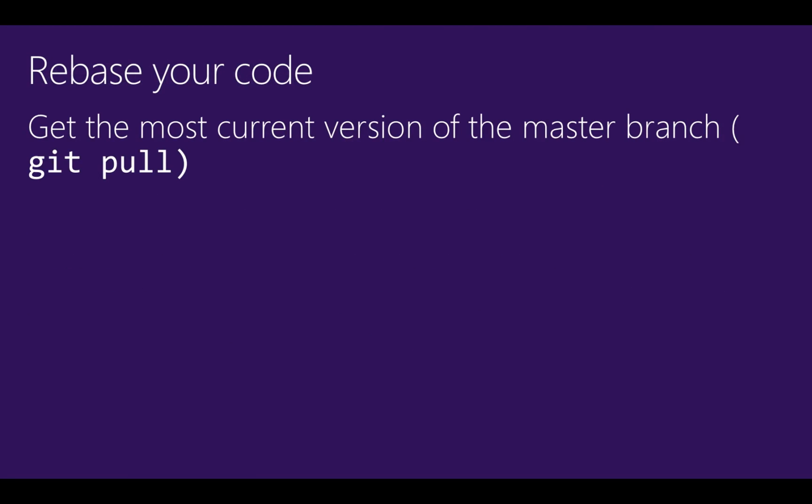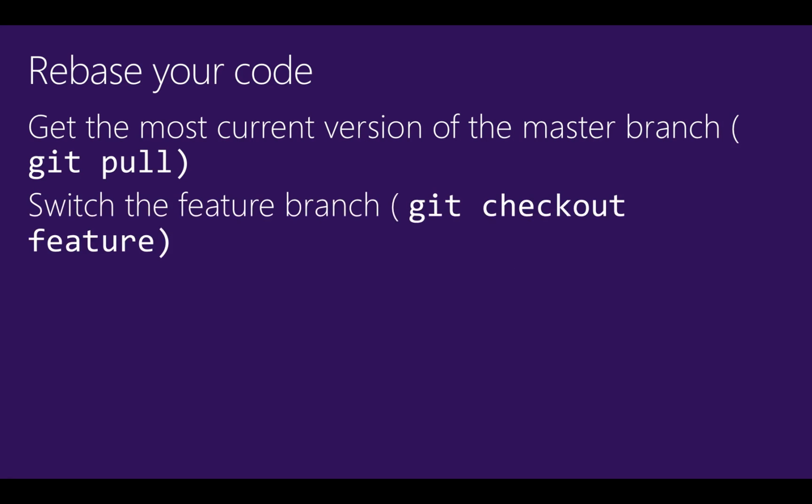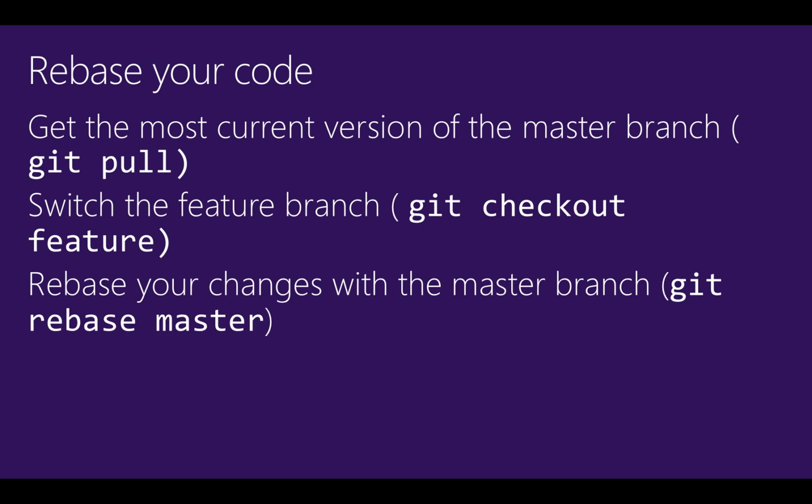To rebase your code against the master branch, to catch up on changes, first make sure you have the most current version of the master branch by using git pull. Then, use git checkout to swap to your feature branch. Run git rebase master to update your local branch so that the work is based off the most recent state of the master branch.